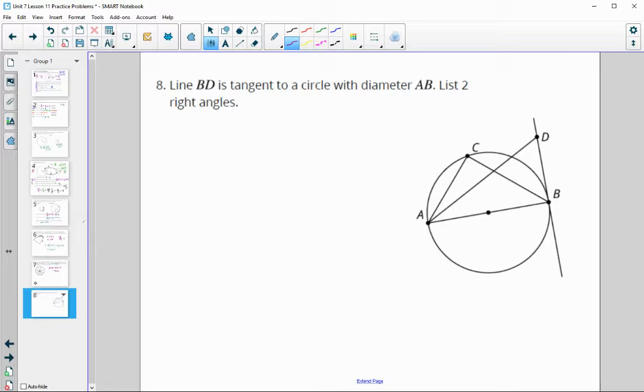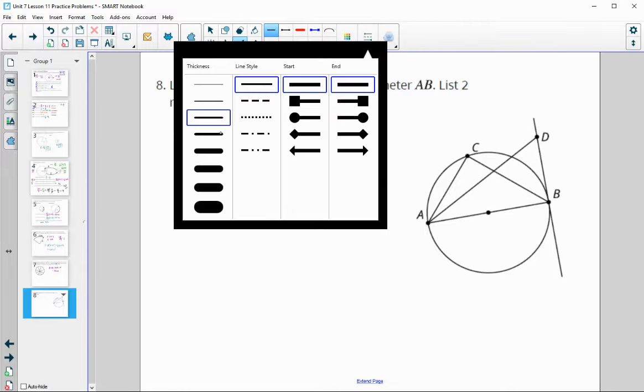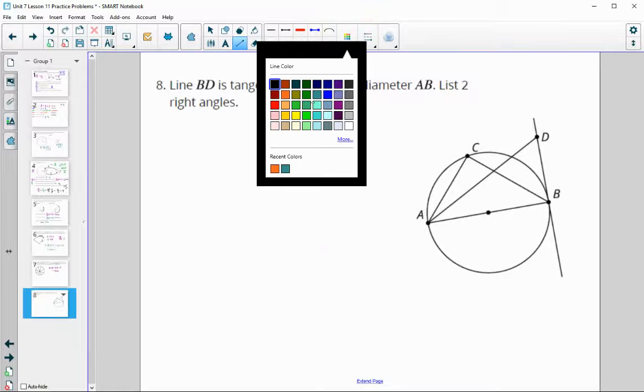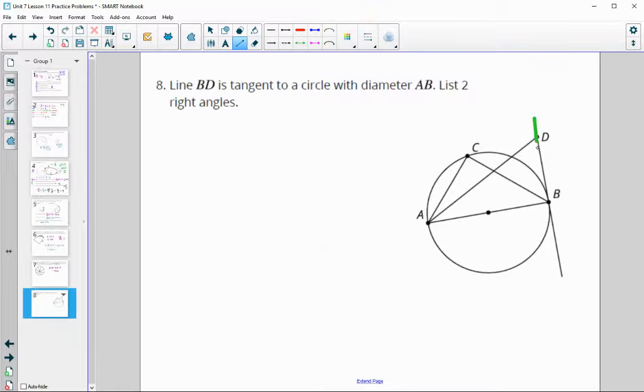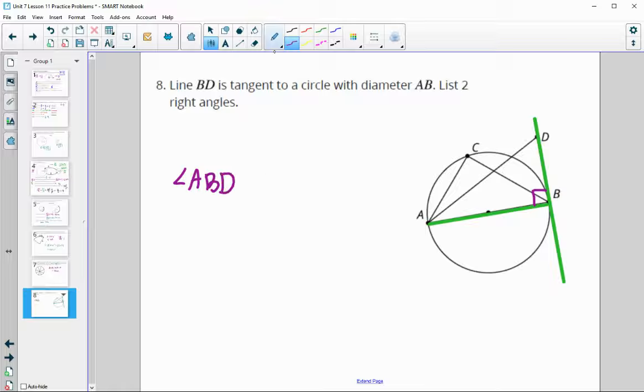All right, so for 8, it says line BD is tangent to the circle. So we've got BD here that's tangent to the circle, and it's tangent at the diameter. So here's the diameter. List 2 right angles. So what 2 angles do we know are right angles? So if AB is a diameter and BD is a tangent line, they are going to be perpendicular to each other. So angle ABD would be one right angle.